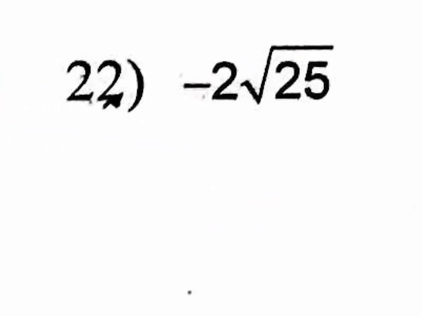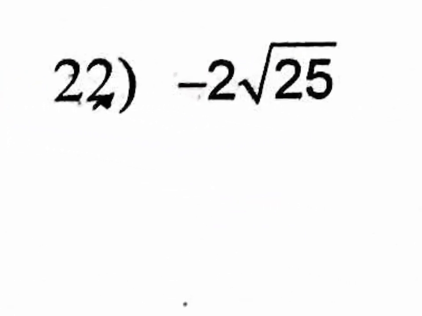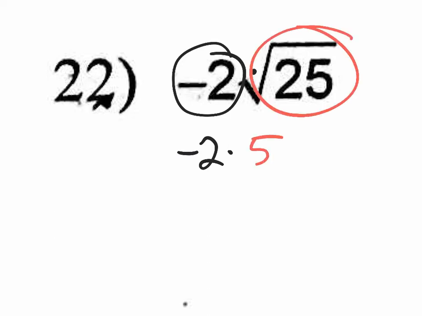Number 22. What's the answer there? The same thing as 21, right? The answer is -10. Check it out, guys. This -2 is being multiplied with the square root of 25. So you're going to have -2 times, but what is the square root of 25? It's 5. So you really just have -10 as your answer.